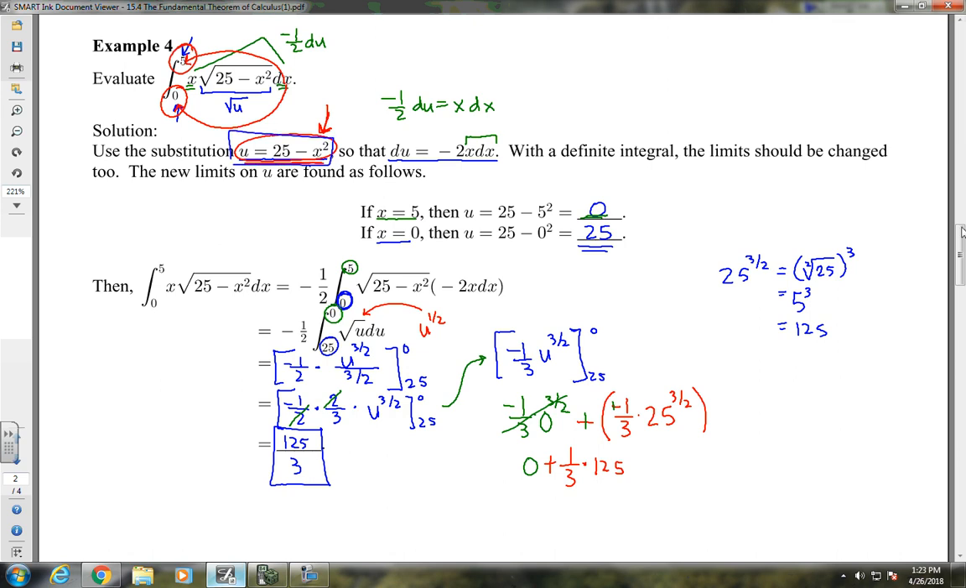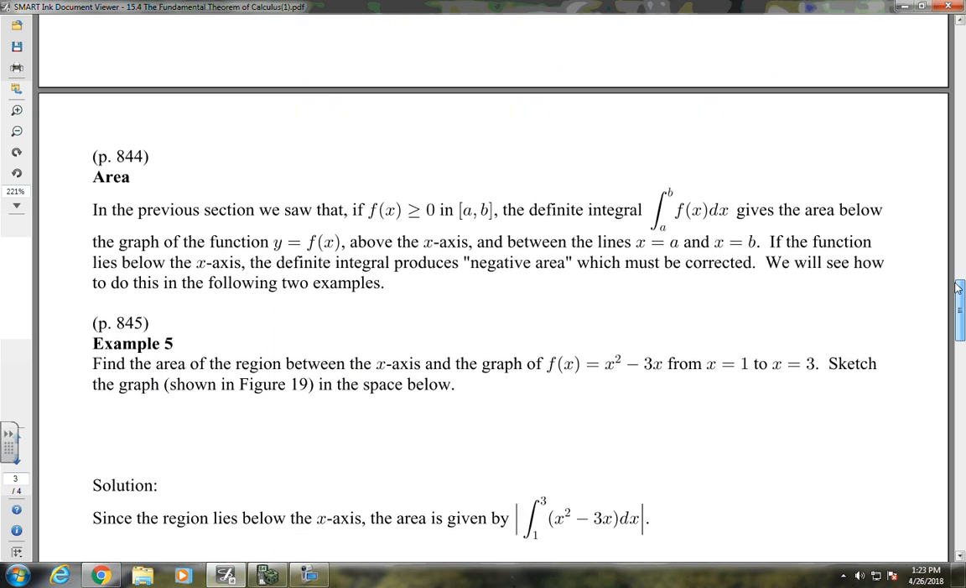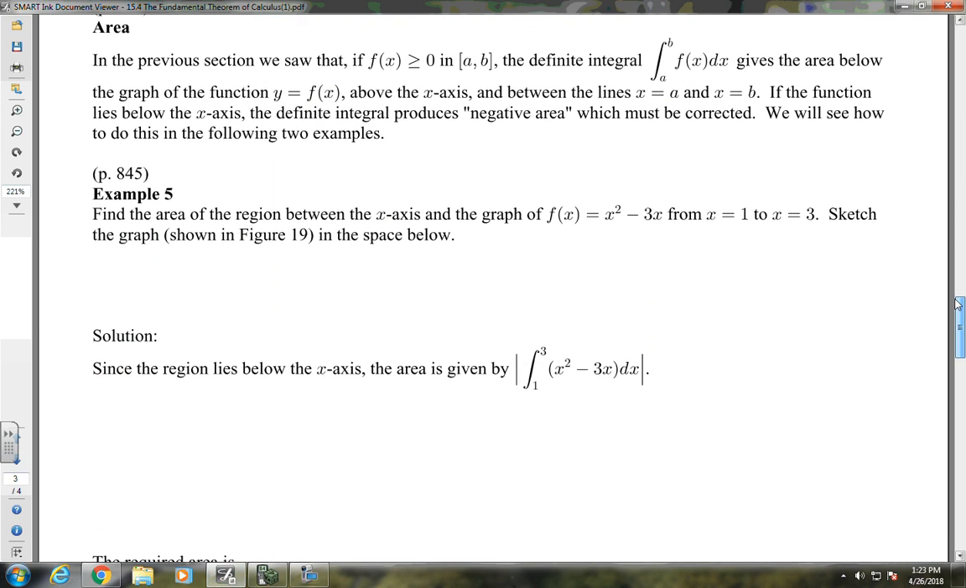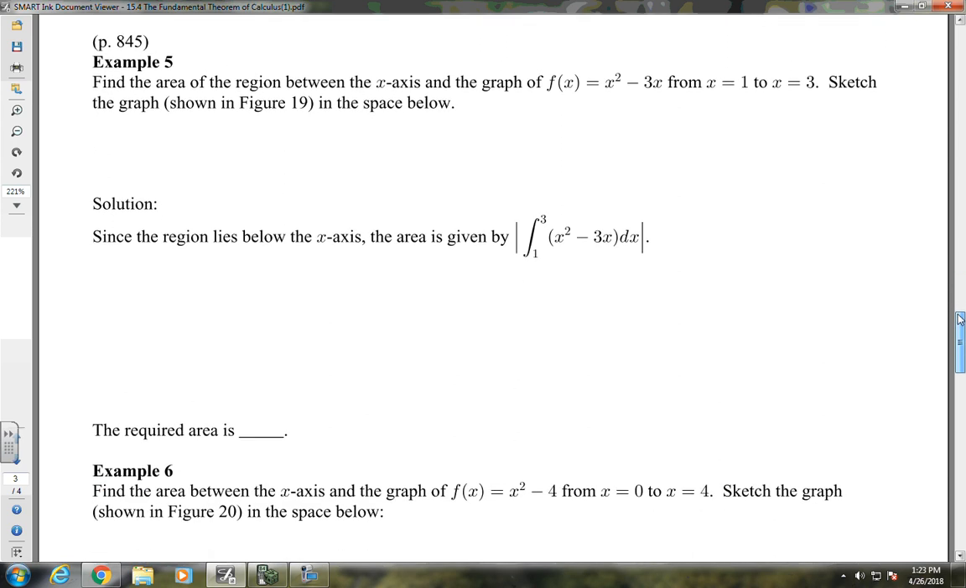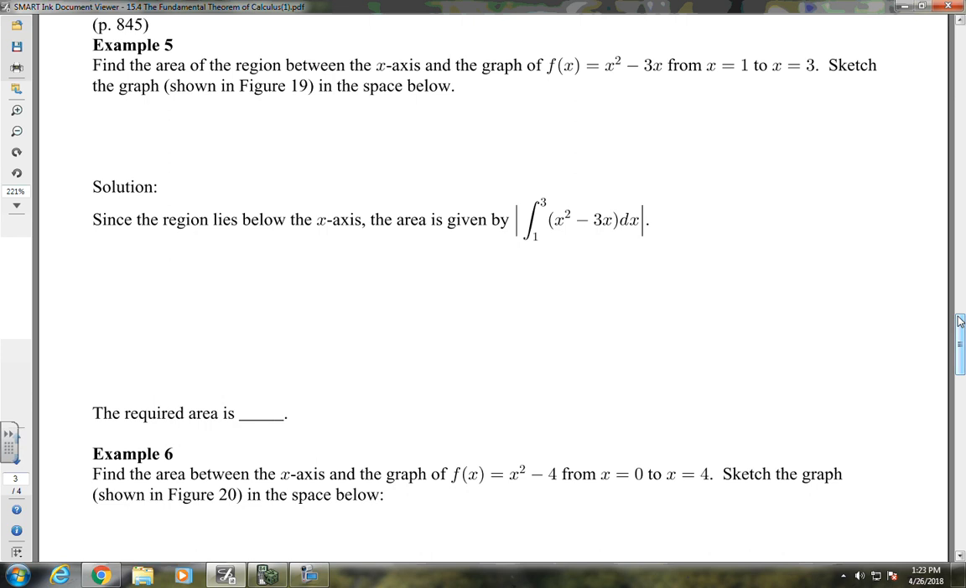Okay? Now, definite integrals have some pretty cool applications. Area happens to be one of them. So when you're calculating the area between a curve and the x-axis, you use a definite integral. For example, find the area of the region between the x-axis and the graph of x squared minus 3x from x equals 1 to x equals 3. Now, if you need to take some time and go through the text and try and understand what all that means, feel free to do that. When you get ready to work this example, you can restart the video and work it with me.